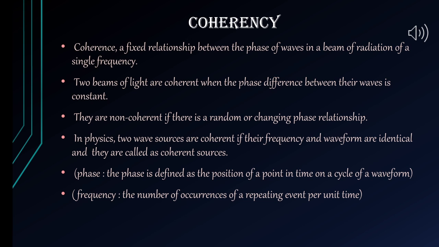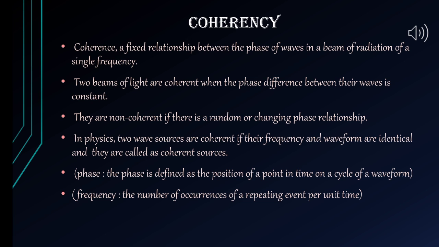Coherency. What is meant by coherency? Coherence is a fixed relation between the phase of waves in a beam of radiation of a single frequency. Two beams of light are coherent when the phase difference between their waves is constant. When there is a random change or the phase is different, then those two waves are called non-coherent. In physics, two wave sources are coherent if their frequency and waveform are identical, and they are called coherent sources.